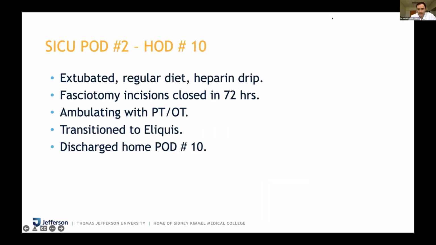And now we are basically between post-op day 2 and hospital day 10. The patient is extubated. He's on a regular diet. He's on a heparin drip. His fasciotomy incisions were closed 72 hours after the last surgery, so we're at day 5 onto 6. He's ambulating with physical therapy. With transition, talking to vascular, he ended up being transitioned to Eliquis, and he was discharged on post-op day 10.